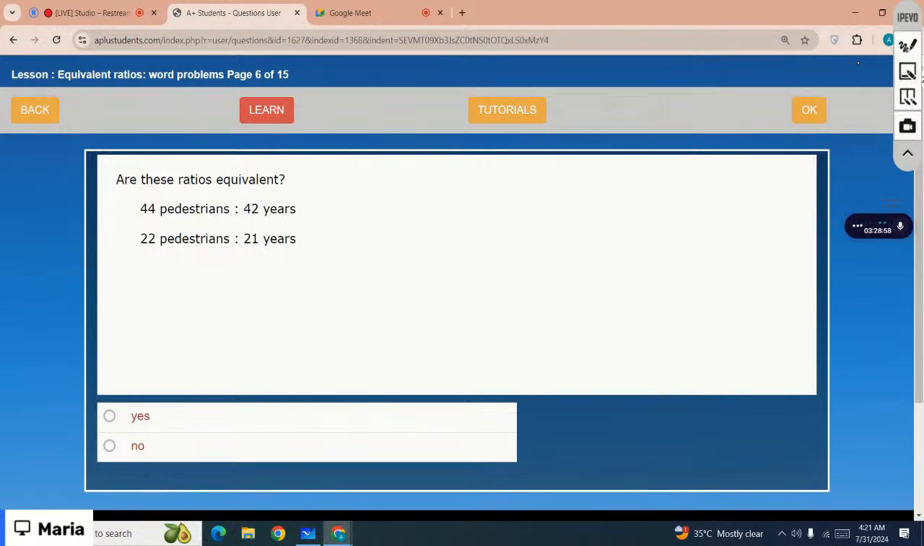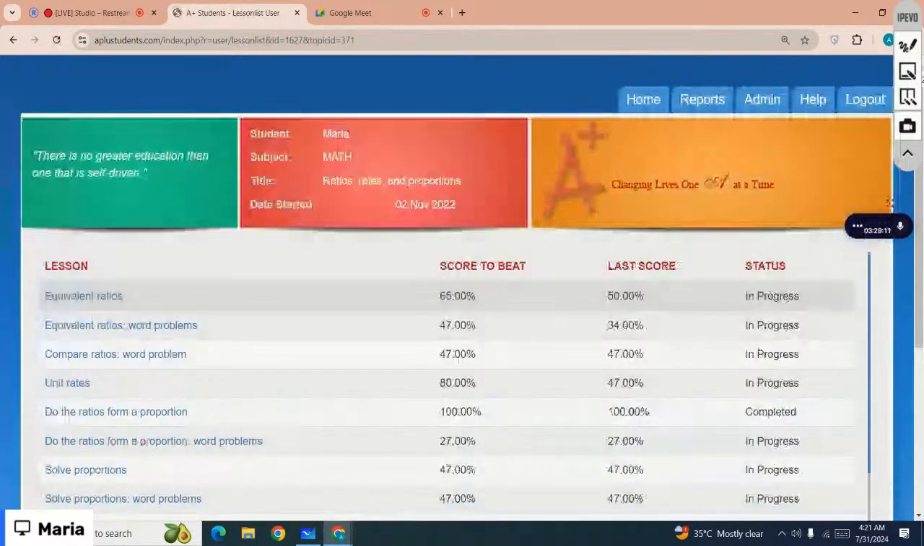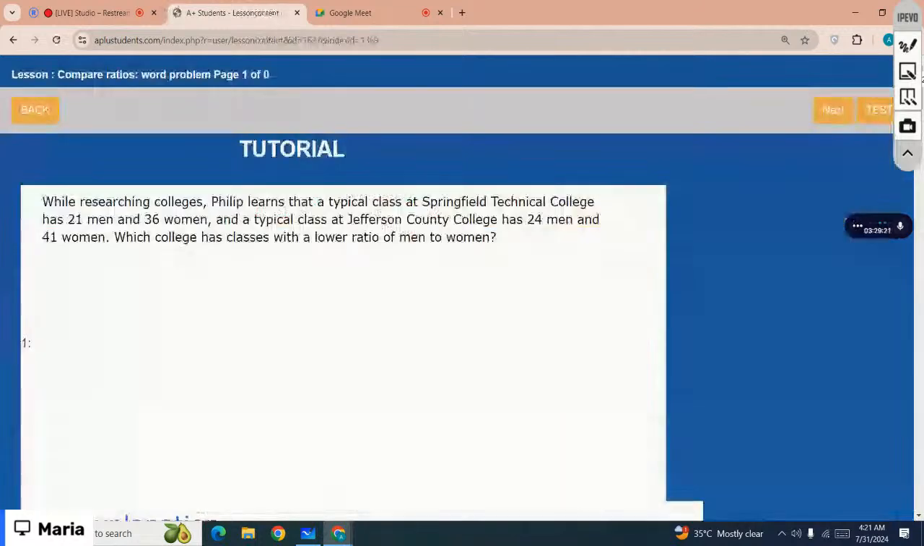Okay, you can complete the lesson by yourself later today. Let me move on to the next lesson. The lesson is compare ratios, word problems. Let's start with the next lesson. So now we're going to learn how to compare ratios, right?